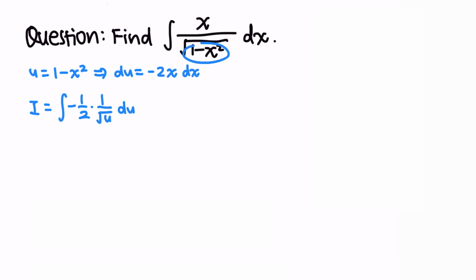Again, we're replacing the 1 minus x squared away for u. So we have a square root u in the denominator. Now if we use the power rule, this would be just negative square root u plus c. And replacing this back for x, this is just negative square root 1 minus x squared plus c.